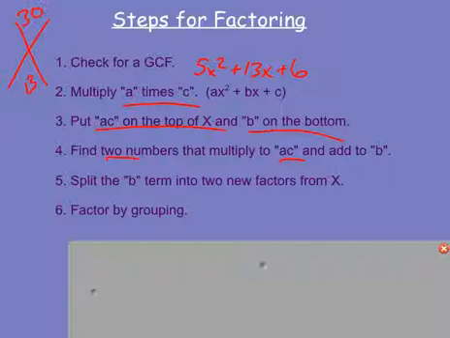Or 5 and 6. 5 and 6 add up to 11. Or 3 and 10. So I could show you: 1 and 30, 2 and 15, 3 and 10, okay, 5 and 6.